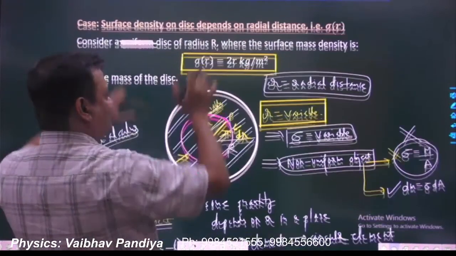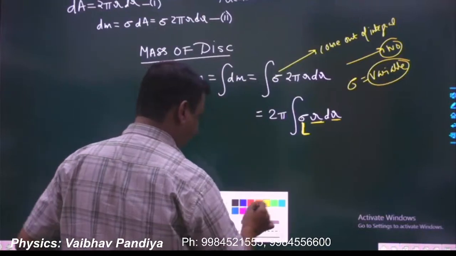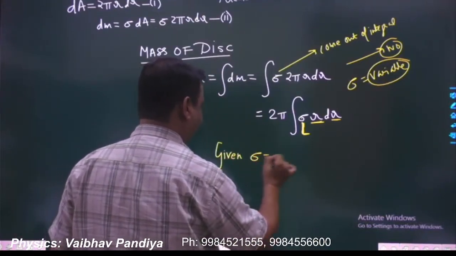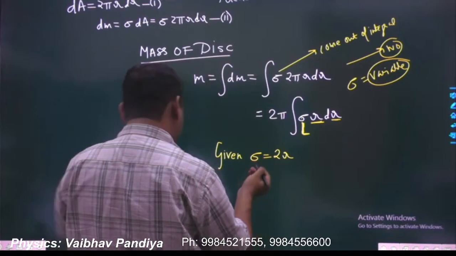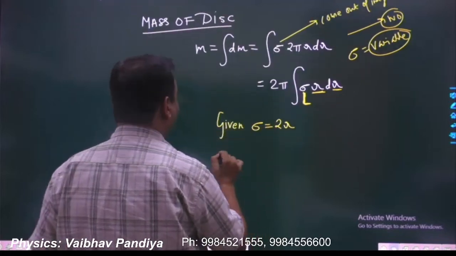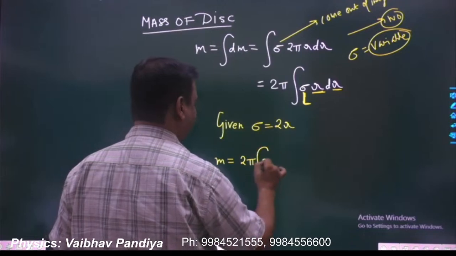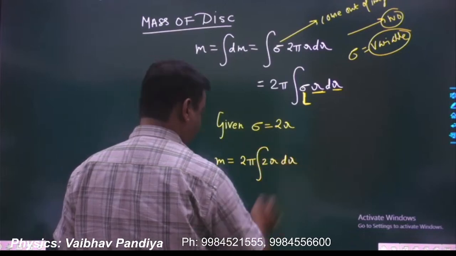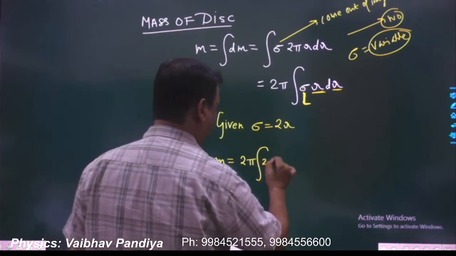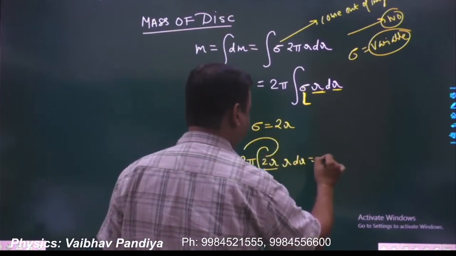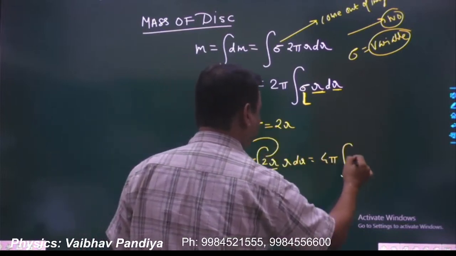Sigma is 2r. So given, sigma is equal to 2r. I'm not writing sigma bracket r, that simply means sigma as a function of r. So I can write m as what? 2 pi, put the value of sigma, 2r dr. 2r is the value of sigma, and dr. Now bring this 2 outside. You'll get 4 pi r square dr.